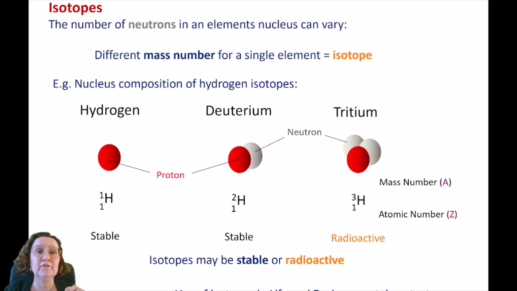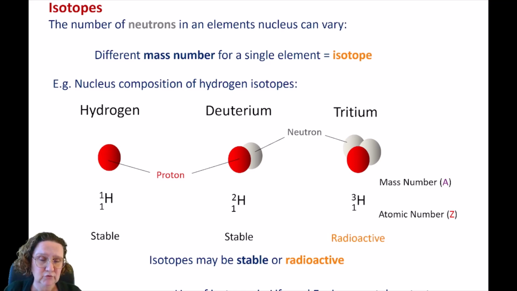For example, I've got here the example of hydrogen. When you have a natural sample of hydrogen, imagine you have a little jar with loads of hydrogen atoms, you would actually have 3 types of hydrogen. They all have 1 proton, because that's what makes them distinct as hydrogen, but they have different numbers of neutrons. Most of the hydrogen in your little jar would be hydrogen with 1 proton and no neutrons.